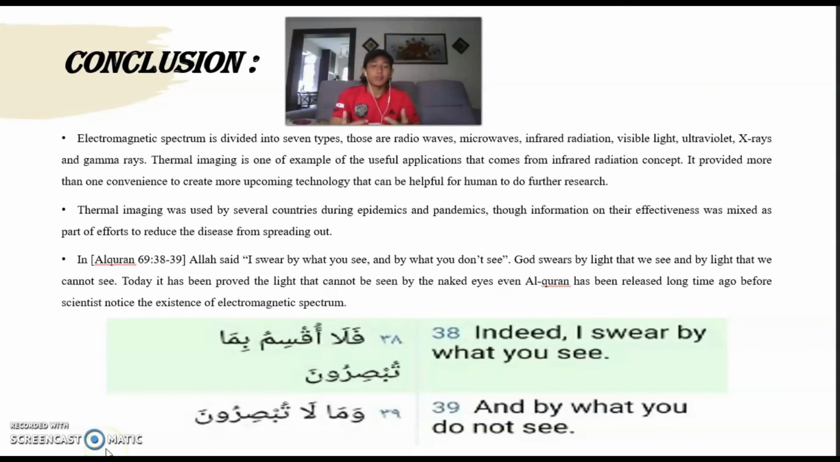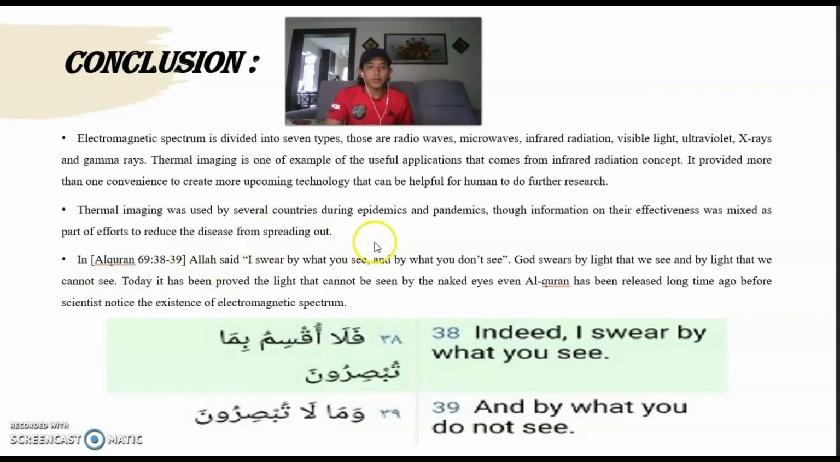Okay, before I end my explanation about the electromagnetic spectrum, whose further topic is infrared radiation, I will give a brief conclusion. The electromagnetic spectrum is divided into 7 types, as we know: radio waves, microwaves, infrared radiation, which is this explanation, visible light, ultraviolet, X-rays, and gamma rays. Thermal imaging is one example of a useful application that comes from the concept of infrared radiation. It provides convenience to create more upcoming technology that can help humans do further research. This thermal imaging was used by several countries during epidemics and pandemics as part of the effort to reduce the spread of disease, though information on its effectiveness was missing.